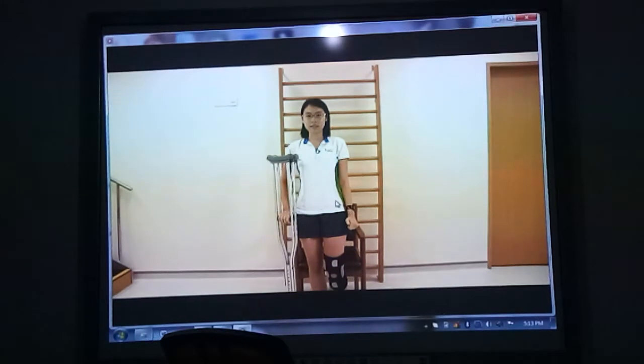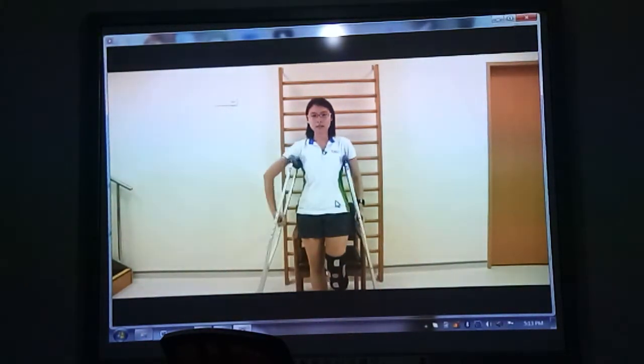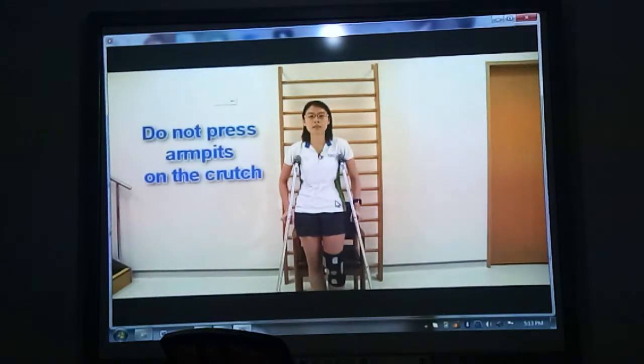Once you have steadied yourself, place the crutches under your armpit. Have the crutches about 6 inches away from your leg. Remember not to rest your armpit down on the crutch to avoid any nerve injury.